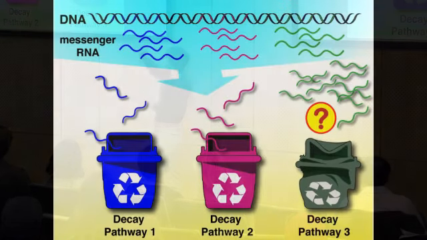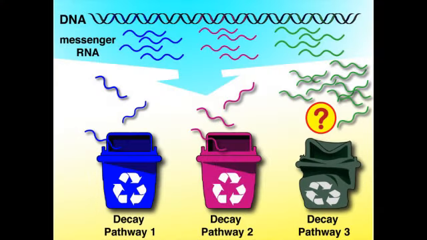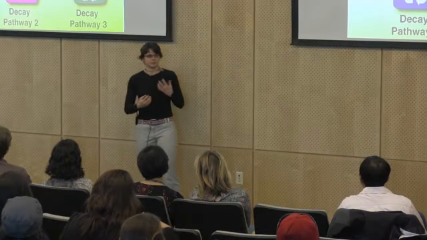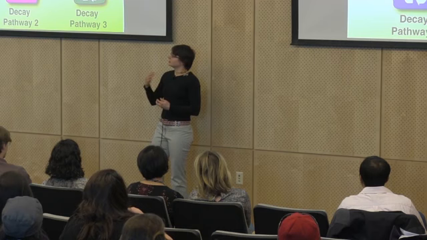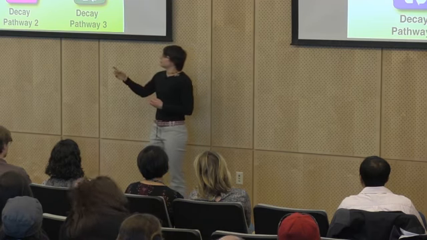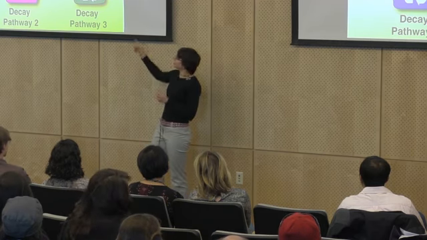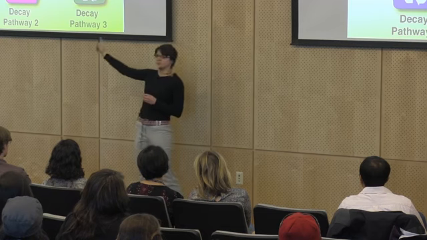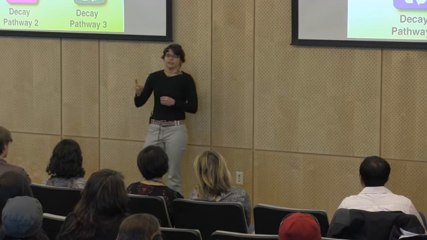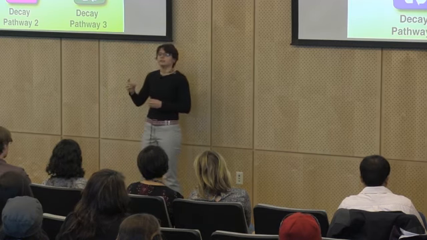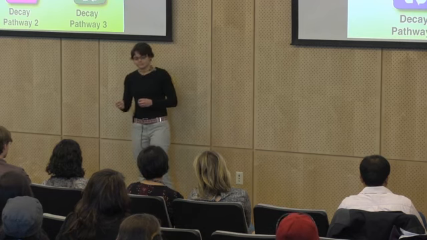And you can see in this decay pathway 3, this would represent one of my plants that is missing decay pathway 3. And you can see that the messenger RNAs are starting to accumulate. And this is what happens in my experimental organisms. So my goal of my research is to actually take a snapshot of all of the messenger RNAs in these mutants in order to determine the specificity for removal of messenger RNAs.